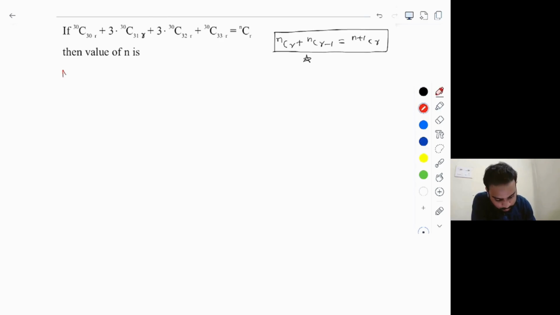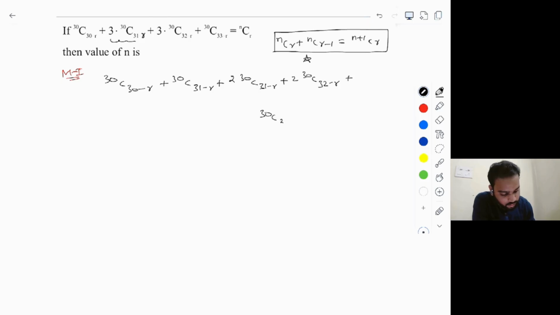So let's take method one, by splitting the terms actually. What I'm going to do is write this as 30C(30-r) plus, now I'm going to write the second term in this way. Observe carefully. I will write this as 30C(31-r) plus 2 times 30C(31-r). So I'm splitting that 3 as 2 plus 1. Similarly, in the next term also, I'm going to write this as 2 times 30C(32-r) plus 30C(32-r), and then one last term, that is 30C(33-r), because as you can see I'm splitting the middle terms here as a sum of two terms each.